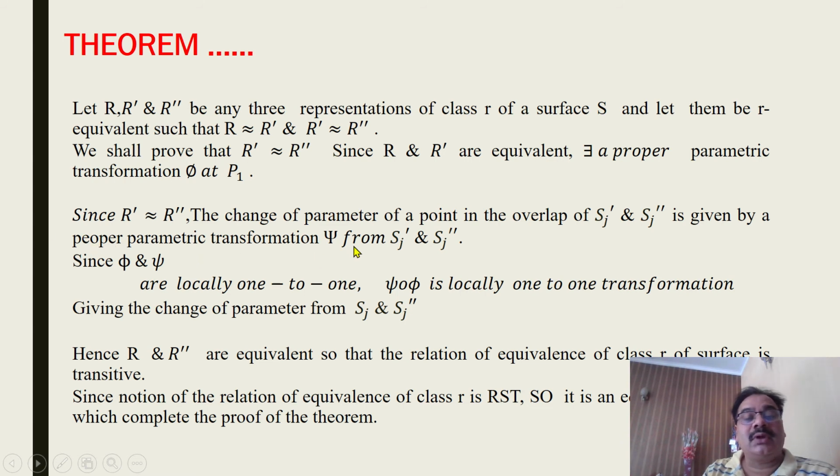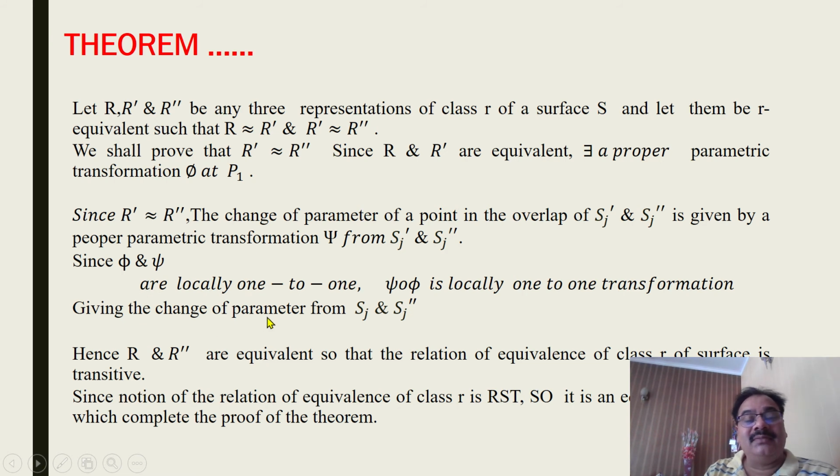xi from Sj dash to Sj double dash, and since phi and xi are locally one to one, we may write xi o phi, this composition of both the mappings, is a locally one to one transformation giving the change of parameter from Sj to Sj double dash. Hence, R and R double dash are equivalent, so that the relation of equivalence of class R of surface is transitive.